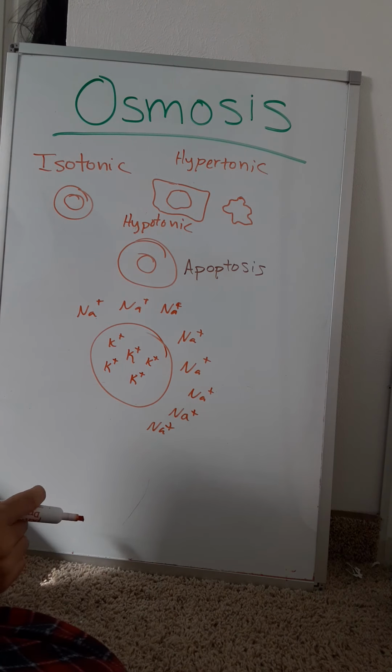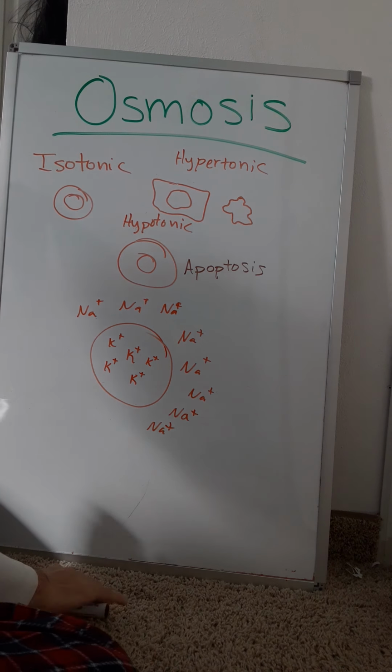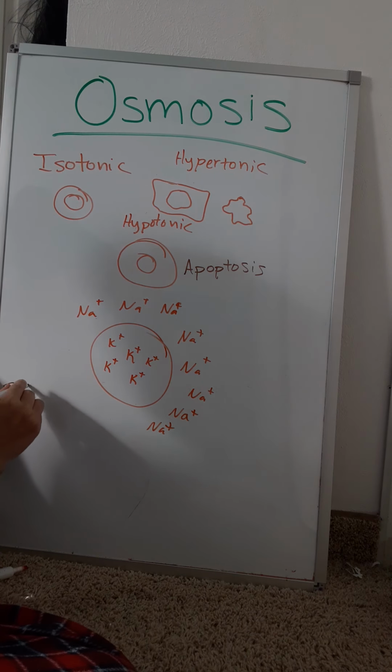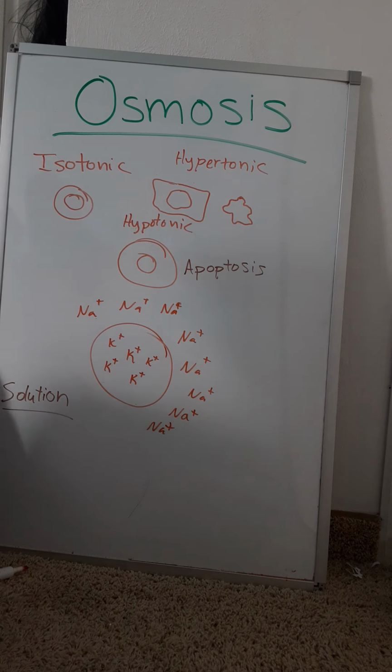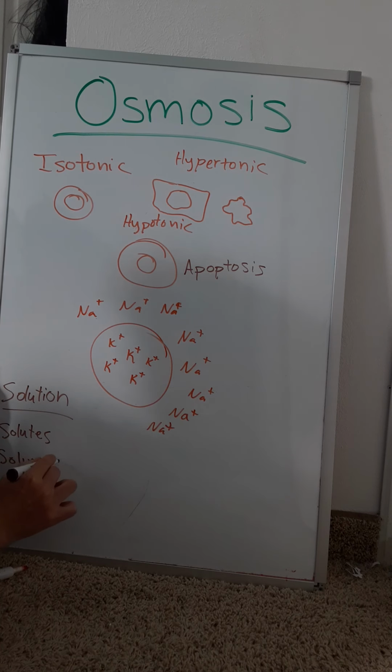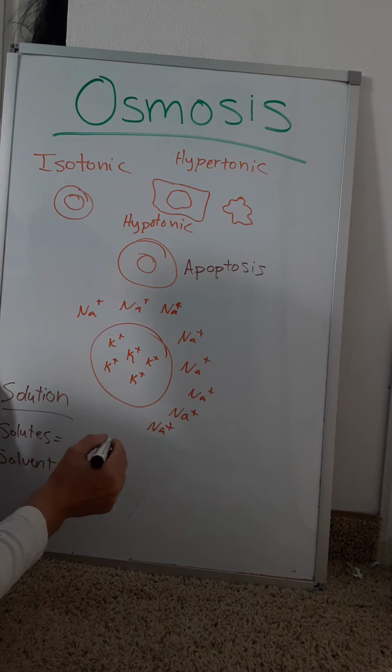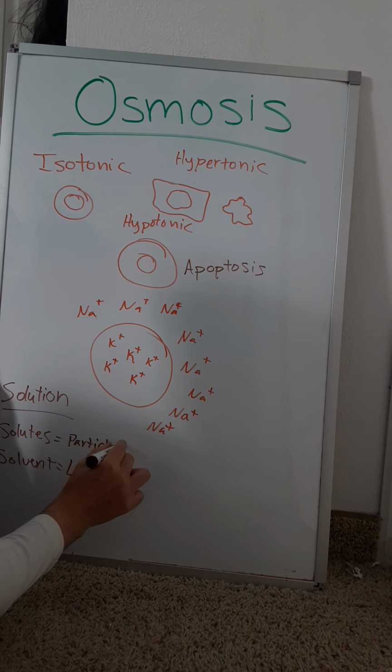All right, so with the solution, let me use this here. So a solution, I wish I had a bigger board. I'm probably going to have to end up erasing some of this stuff. A solution has solutes and a solvent. The solvent is the liquid, and the solute is the molecule, the ions, just whatever is in it. It can be multiple things, so I'm just going to put particles. Just a way to encompass everything that I can possibly think of.